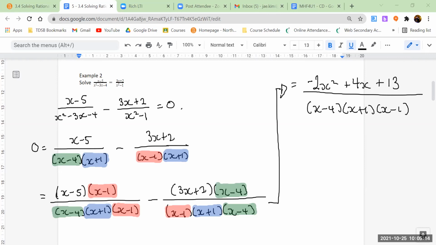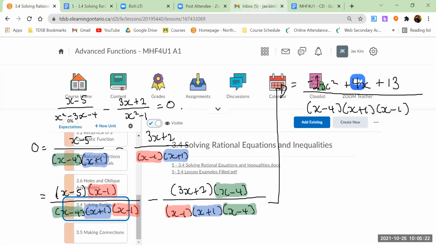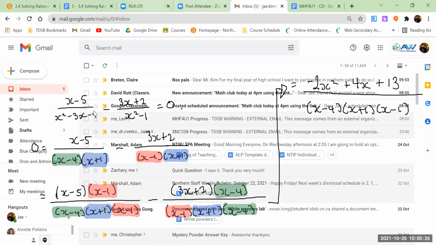I'll just give it another minute, okay? Oh, I cannot see anything if I do that. Okay, never mind.